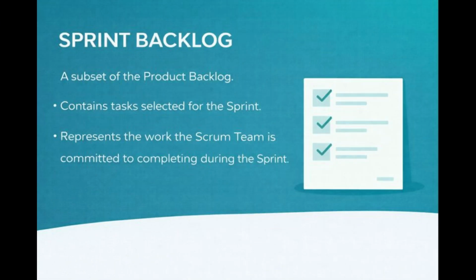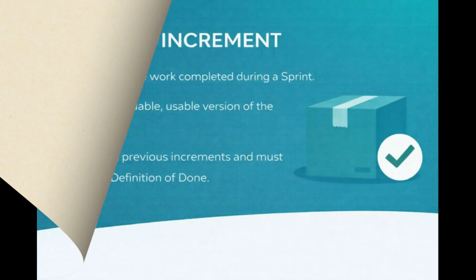Sprint backlog. The sprint backlog is the team's plan for the sprint. It includes selected backlog items and the tasks needed to complete them. The sprint backlog is updated throughout the sprint as the team learns.